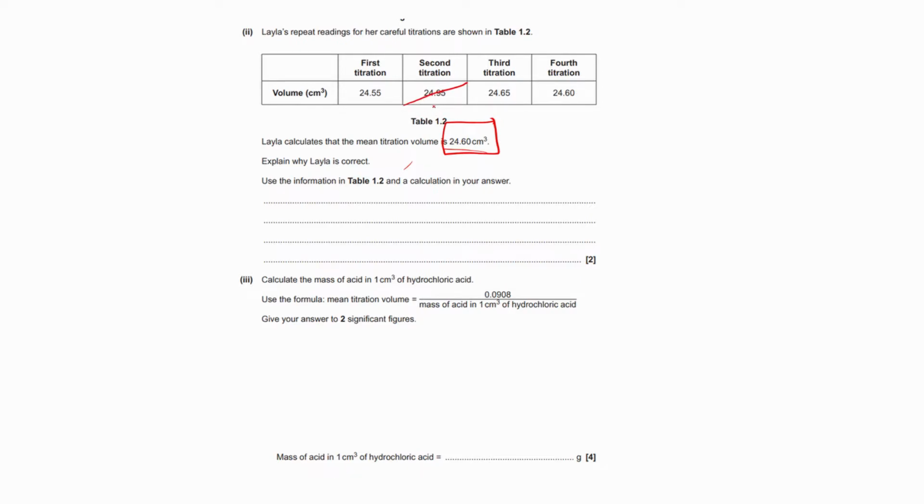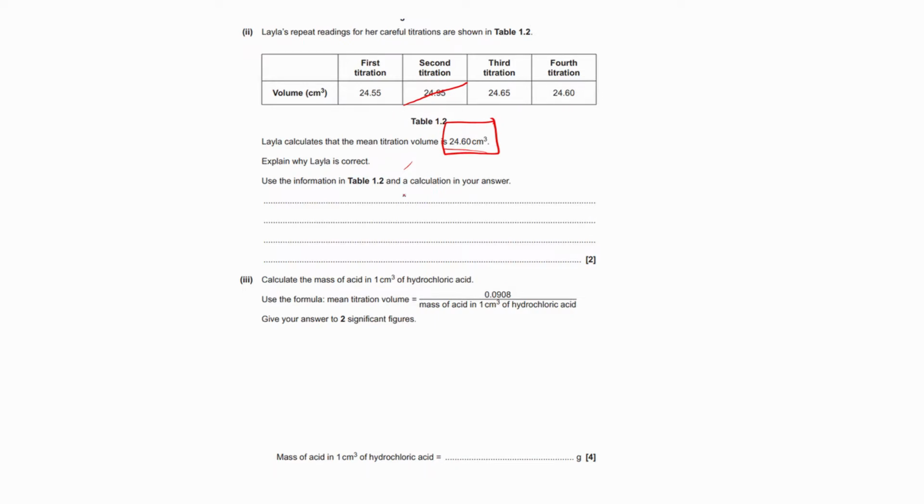Okay, and that is because this is 24.95. The rest are very close to each other. They're very consistent. So we've got 24.65, 24.60, 24.55. So they're not very far away from each other. But 24.95, if you're looking at it accurately, has a much bigger difference than the other three.